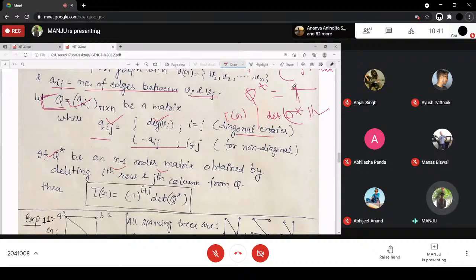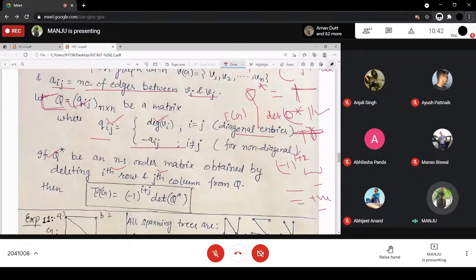For example, you are deleting first row and first column, then its determinant will be your tau G. Why its determinant? In general, the formula is, if you delete the first row and first column, that is minus 1 raised to power 1 plus 1. This is for row, this is for column. If you are deleting first row and second column, then 1 plus 2. In that case, the determinant will be negative. So negative from here will finally make it positive. Clear?